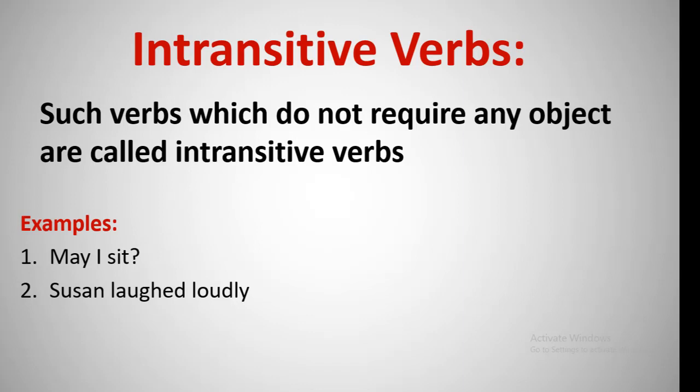How can we know this? Put your finger on the word loudly, cover this part and don't say loudly. Just think that your sentence is up to the word laughed. Sausan laughed. Yes, the sentence is complete. We are not requiring any further object to give the complete meaning. So, intransitive verbs are those verbs which are not requiring any object to give their complete meaning. They are complete in themselves.